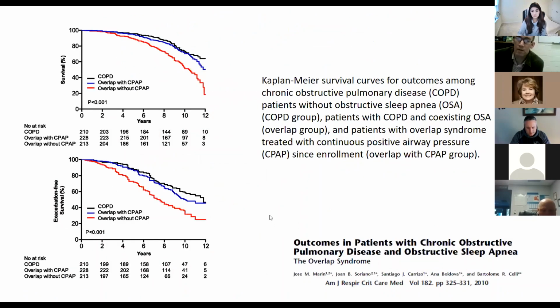And there's been some retrospective work done on this in Spain. This is Jose Marin's group, looking at COPD survival. Again, these were patients who they followed out, looking at survival and exacerbation-free survival. And again, this was a retrospective analysis. It wasn't prospective like Dr. Sharma's, but they looked back at people with COPD and OSA, this so-called overlap group. And patients who are treated with CPAP seem to do much better compared to the folks who weren't initiated on CPAP, both in survival as well as readmission rates.